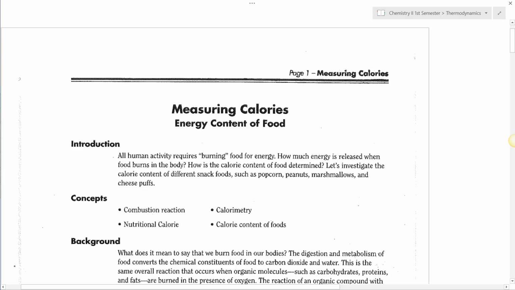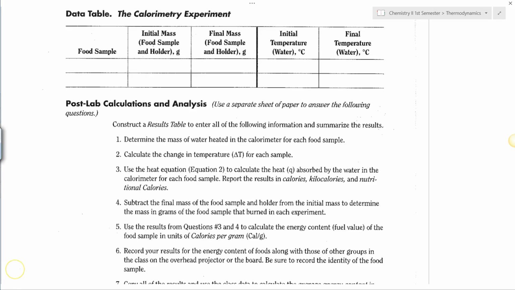In this video you're going to learn how to do the post lab for the measuring calories lab that we did the other day in class. To follow along with this video you're going to want to make sure you have your lab out in front of you as well as any of the data that you might need. So here we go.